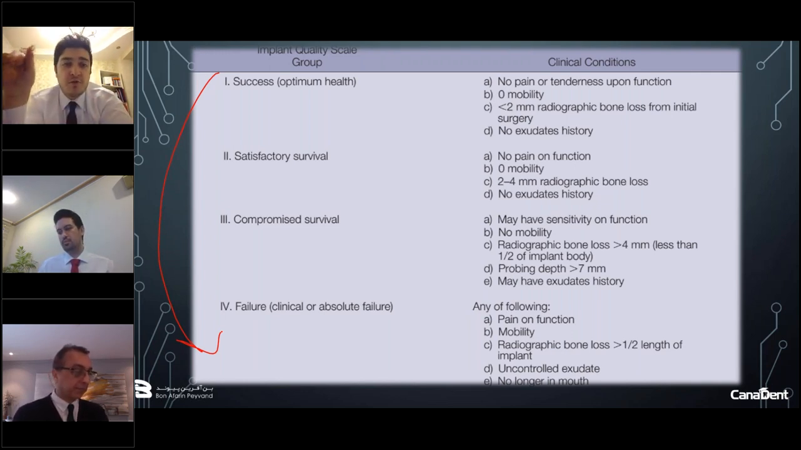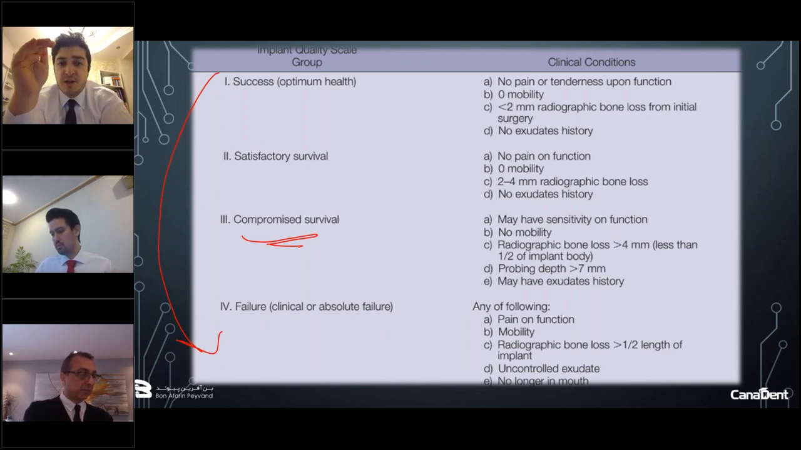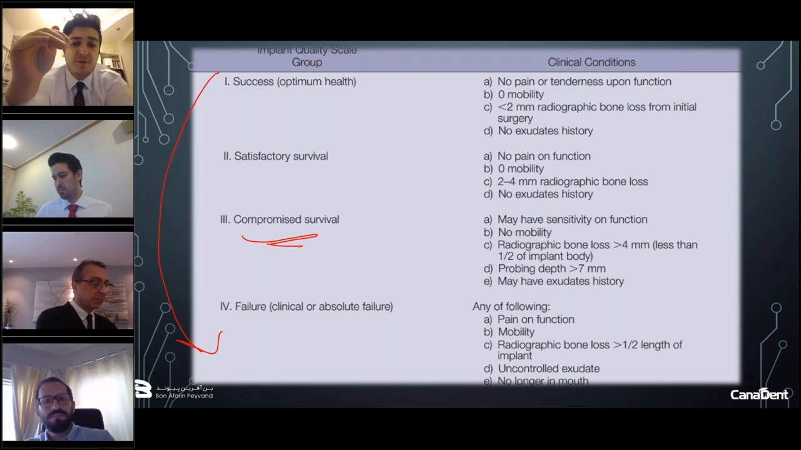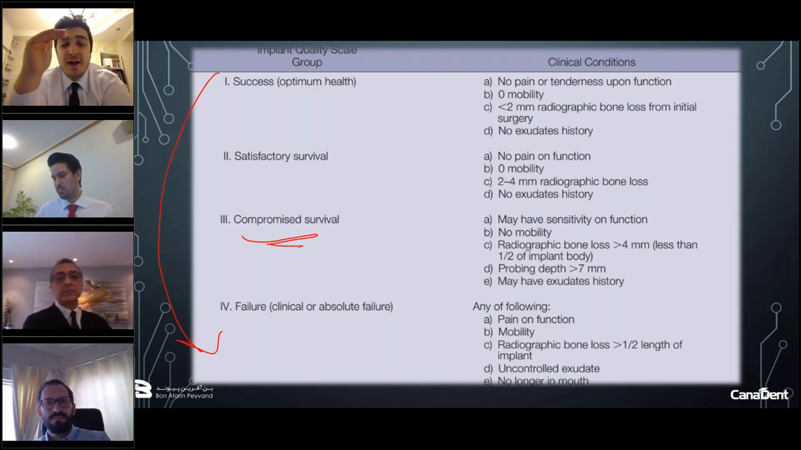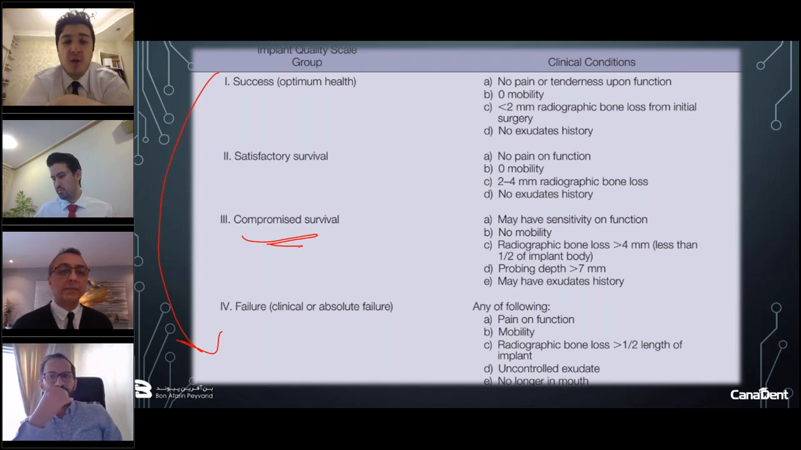What about the satisfactory survival and compromised survival? The differing factor between these is the bone loss, the probing depth, or the history of exudate. If in the healing period we have some history of exudate, it will go into compromised survival. If the bone loss was more than 2 millimeters but between 2 and 4 millimeters, or it was more than 4 millimeters but less than half the implant length, it will go between satisfactory and compromised survival.